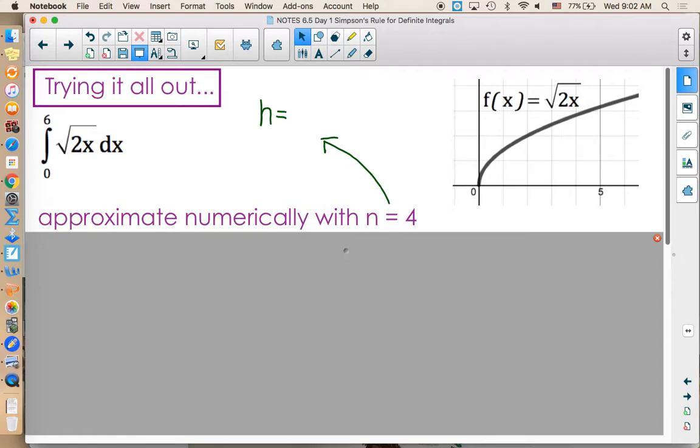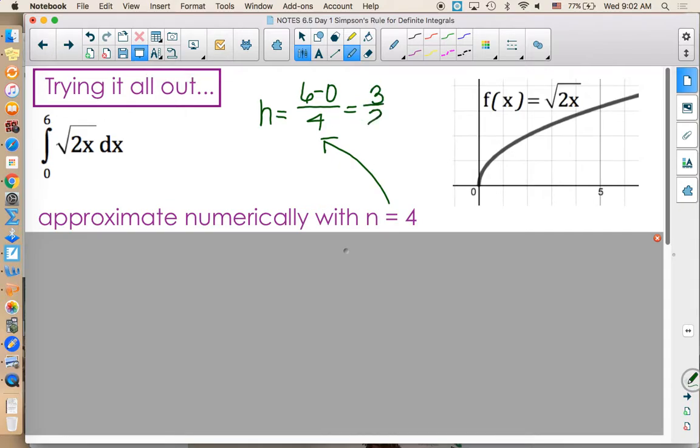So knowing that we're splitting this into 4 subintervals, our n is 4. Then as we go to calculate, we need the length of each equal subinterval. Since we're going from 0 to 6, that's b minus a, 6 minus 0, divided by 4 subintervals. Each subinterval is going to be 3/2 of a unit long, so we're looking at going from 0 to 1.5, from 3/2 up to 3, from 3 up to 4.5 or 9/2, and then from 9/2 up to 6, so that we have 4 equal subintervals.